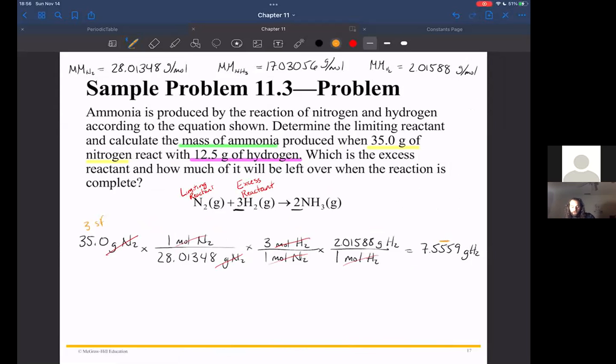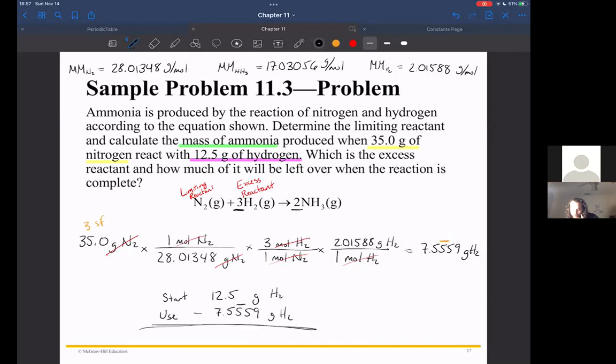So what this is saying is if 35 grams of nitrogen is consumed, then 7.56 grams of hydrogen is also going to be consumed, right? Based on the mole ratio. And since nitrogen's my limiting reactant, I know all of that's going to be consumed. And so that means with those 35 grams of nitrogen, I'll have this many grams of hydrogen consumed. So now I start with 12.5 grams of H2, and I use 7.559. Remember, we're not going to round until the very, very end. Grams of hydrogen. How much is actually left over?